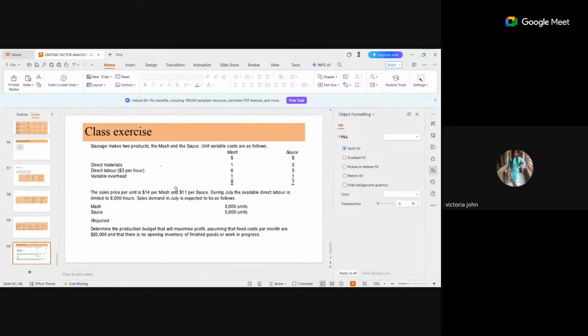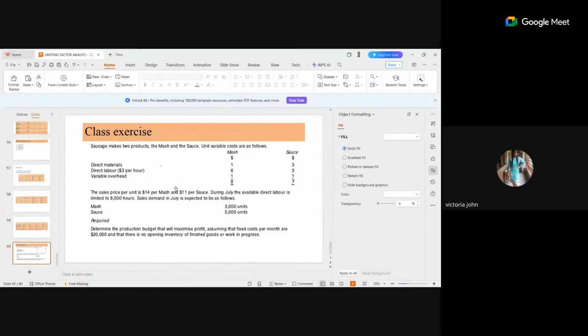Sausage makes two products, the mash and the sauce. Unit variable costs are as follows. We have direct material for mash, $1, and for sauce, $3. And the direct labor, $3 per hour, is $6 for mash and $3 for sauce. The variable overhead is $1 and $1. The sales price per unit is $14 per mash and $11 per sauce.